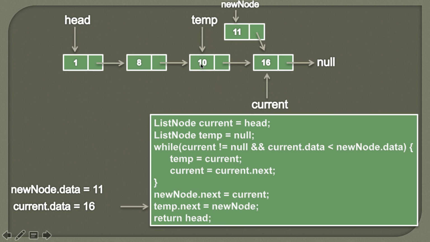So temp.next is currently pointing to current. We'll break this link and we'll assign it to new node. So it would look something like this. And finally, when we align this linked list, it will look something like this.